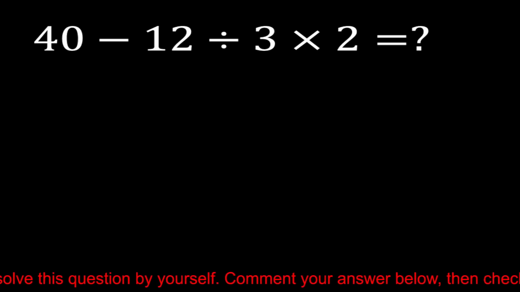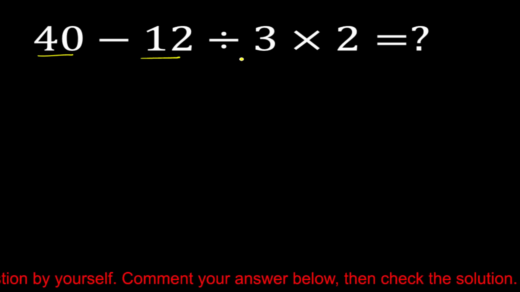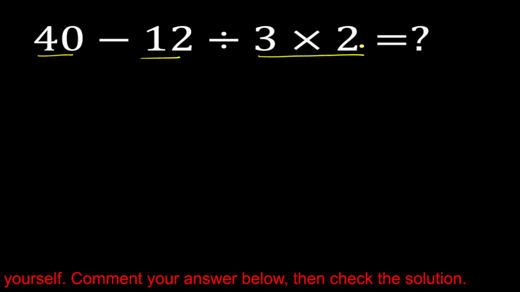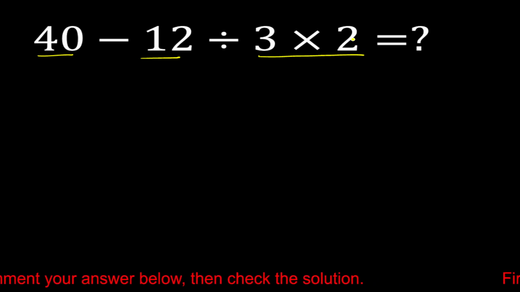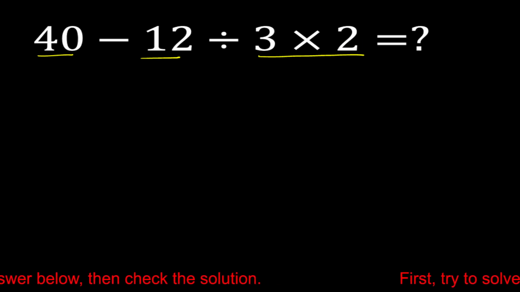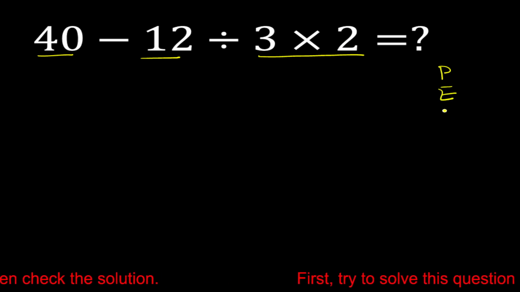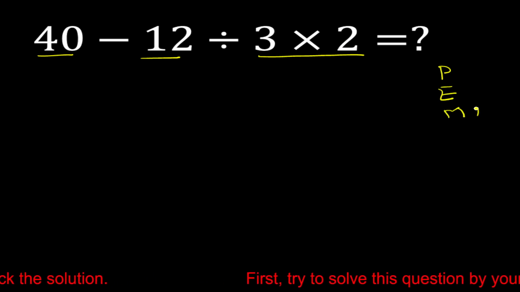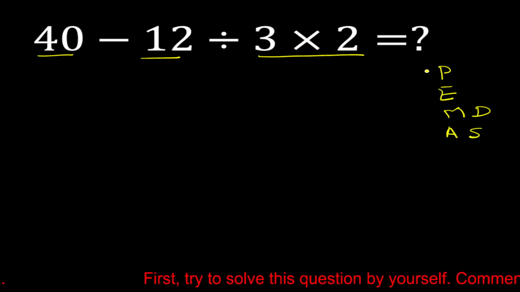So here we have a question: 40 minus 12 then divide 3 multiply 2. Okay, so now let's solve this problem by using the PEMDAS rule. PEMDAS: P, E, M, D, A and S.